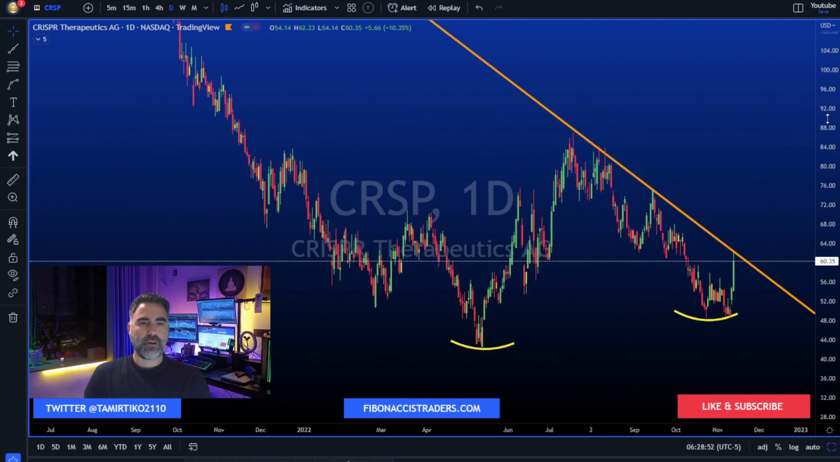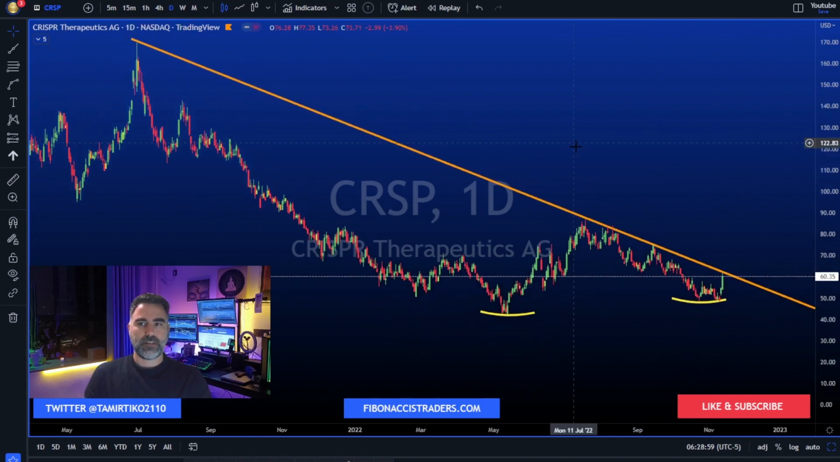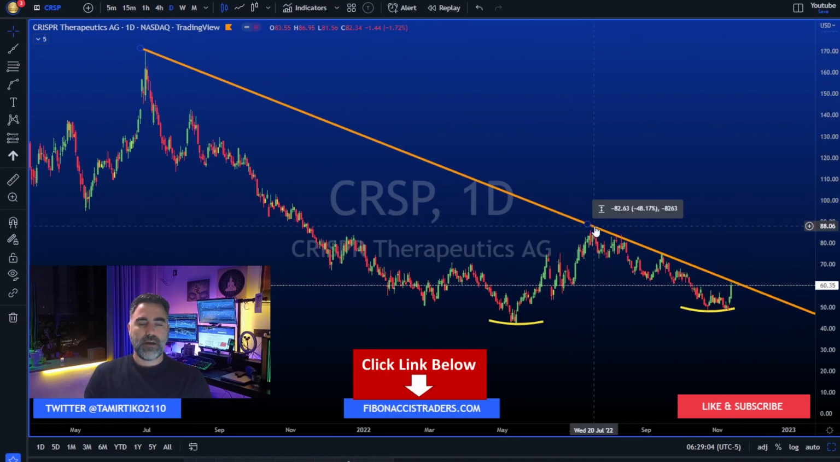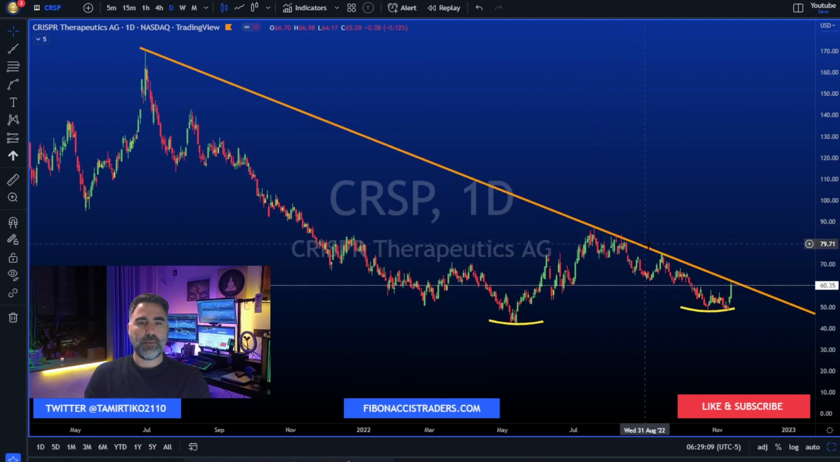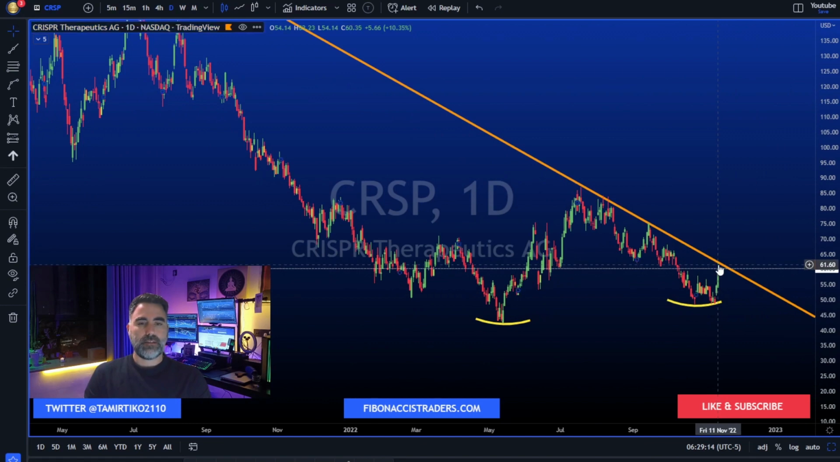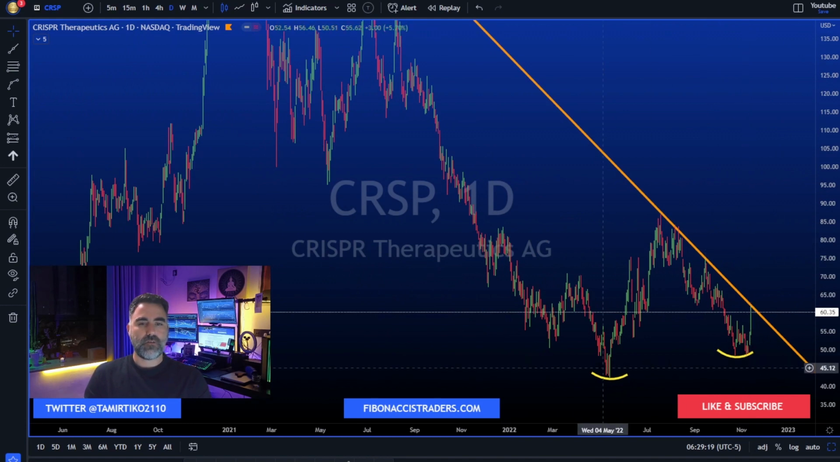CRSP, we are looking for a breakout above this trend line. This trend line goes all the way back to July of 21. Also here, if you can see, throughout 2022 to the penny lower highs. And now let's see if bulls can finally validate a sort of double bottom scenario. But also, if it's not a double bottom, we have higher lows.